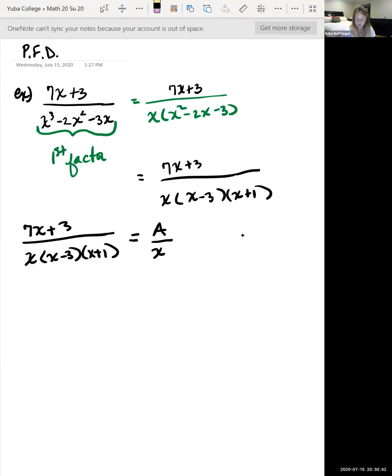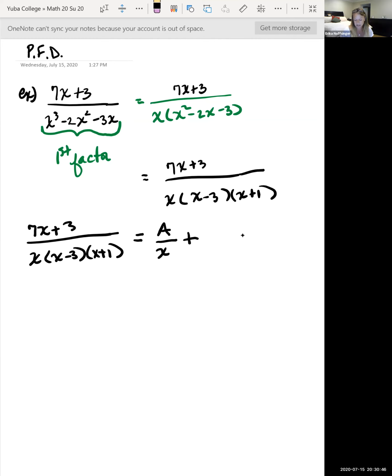Okay, so now I'm going to go to my next factor in my denominator. I notice it's x minus 3. It's only appearing once. X minus 3 is linear. So to rewrite this fraction, I'm going to have b all over x minus 3.